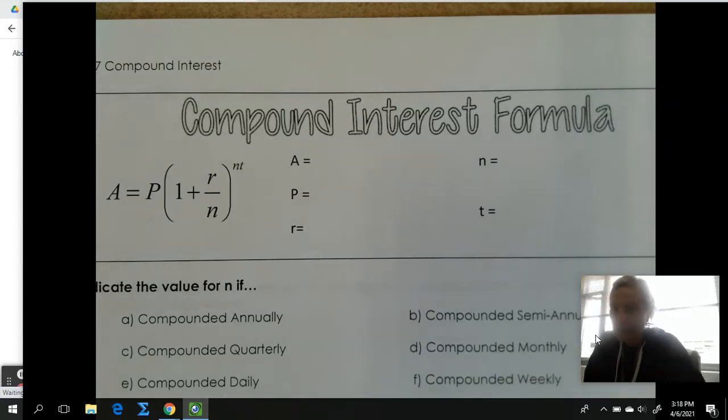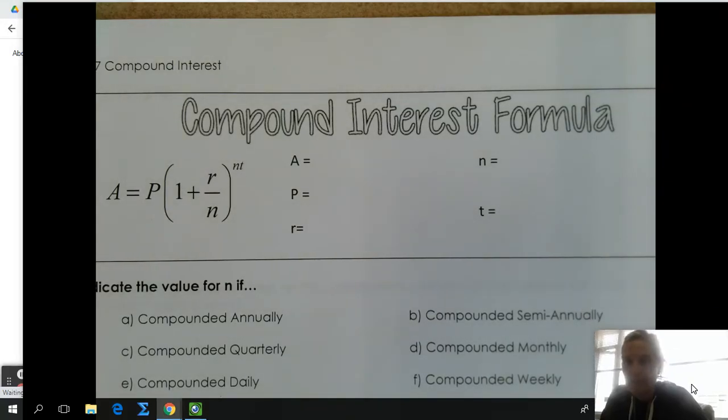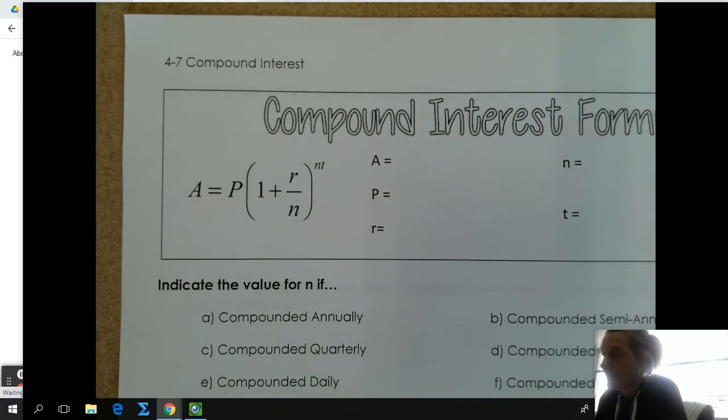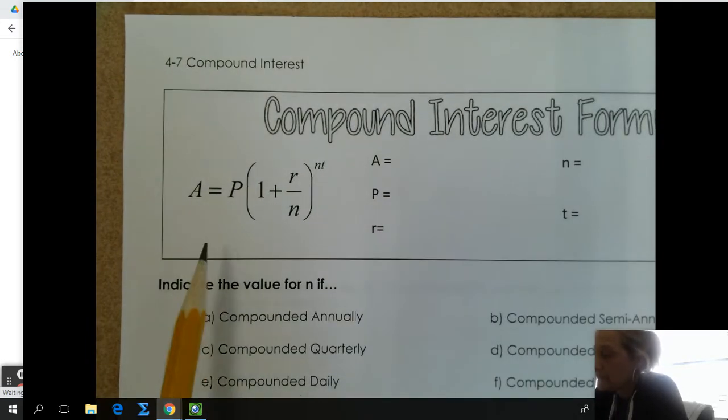Hi, everyone. We're going to continue working with our compound interest formula that we talked about in class yesterday. Remember, our compound interest formula is a special case of exponential growth. And here it goes. Let's define everything again. There's lots of variables here to define.